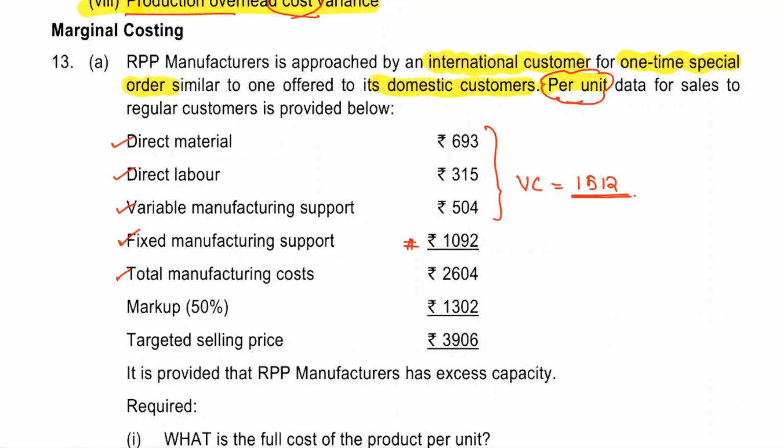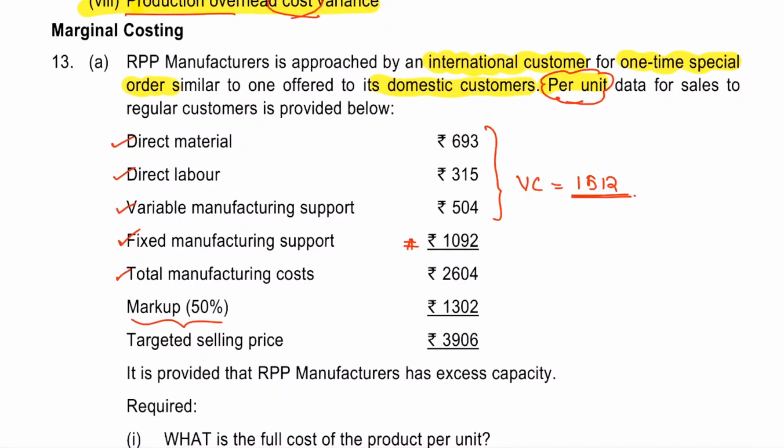That comes to 1512. Okay sir. Now इसके बाद अगर हम आगे जाते हैं, there is a markup which is given. Generally markup बोले तो it is on sales or it is on cost.